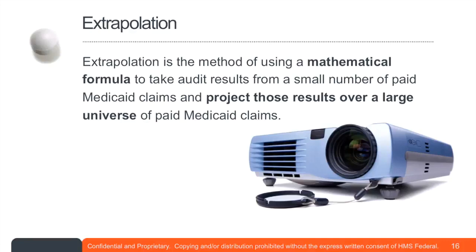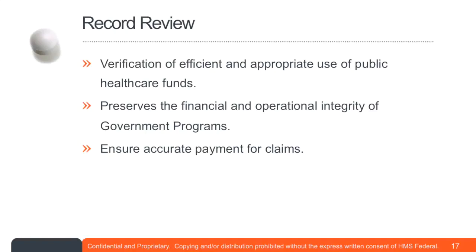Okay, so now we're moving on to the step of record review. We have found out which samples we're going to audit, and the pharmacy has turned in their records, so now the auditor does a review. With the review, the auditor is verifying that there's efficient and appropriate use of the healthcare funds. On this slide it lists public healthcare funds because I'm being specific to Medicaid, but whatever third-party payer it is, they're going to make sure that it was efficient and appropriate.